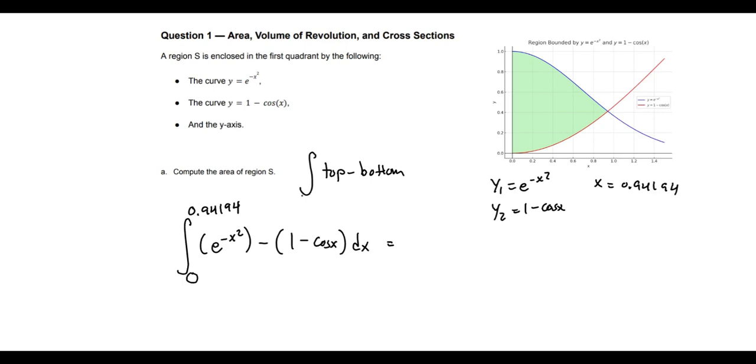Now all of this is going to get plugged into your calculator, and when you do that, you get 0.591. And that's our first answer.